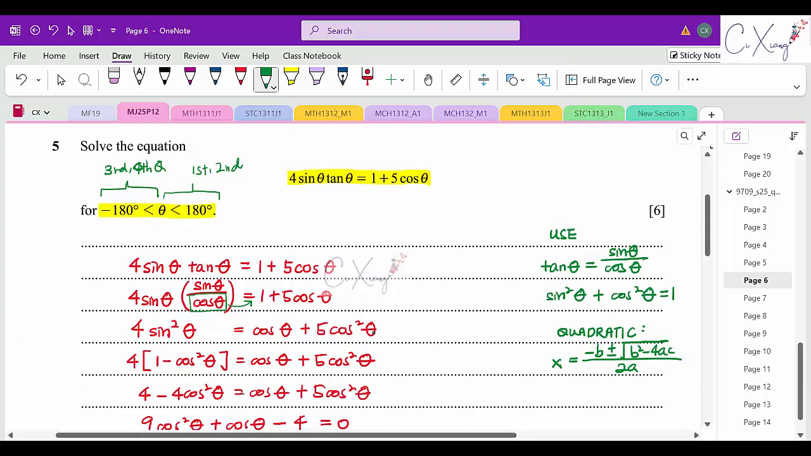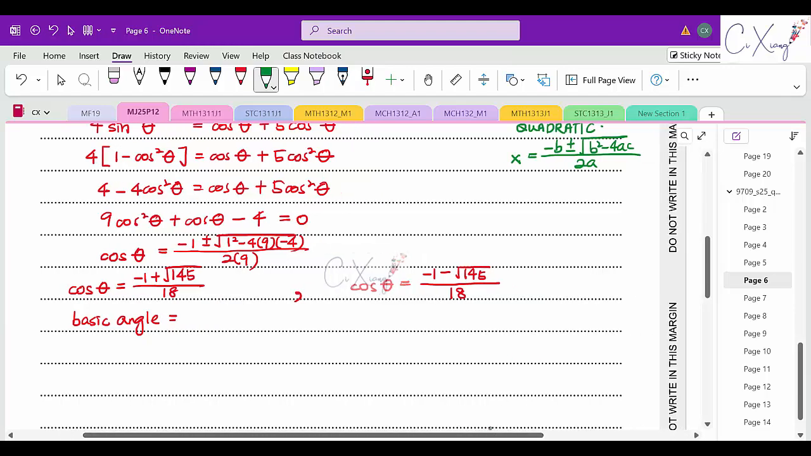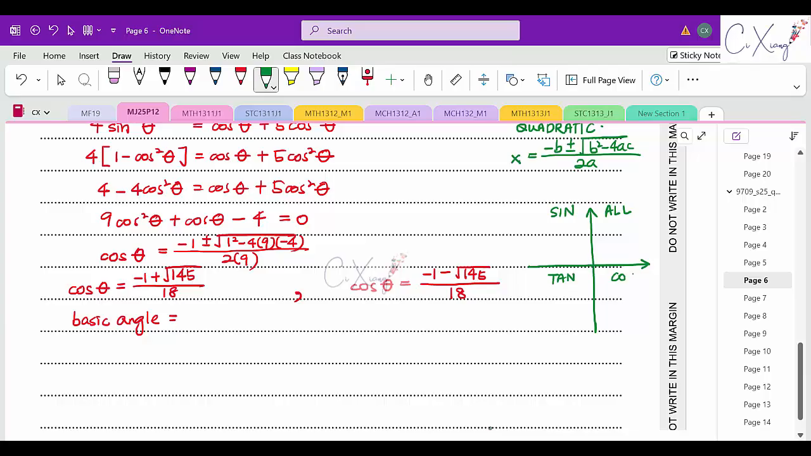Later, when I want to go through the quadrants and find out the value for theta, usually I will refer to the quadrant diagram here. First quadrant, everything is positive. Second quadrant, sine is positive. Third quadrant, tangent is positive. Fourth quadrant, cos is positive. When I want to get the answer for the first quadrant, it will be theta. For the second quadrant, you need to take 180 minus theta. Please take note that all the theta here means the acute angle or the basic angle that we find out.